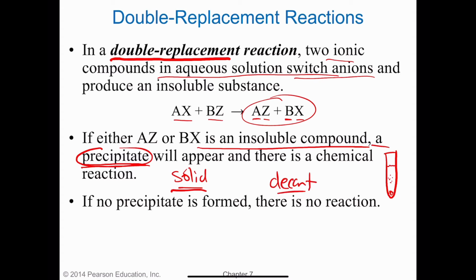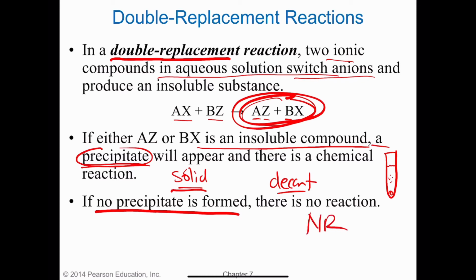But anyway, if no precipitate is formed, so essentially if the two products are both soluble by the solubility rules we saw on the previous slide, then we would say that there is no reaction. So it might be AX plus BZ, and we would write NR for no reaction.